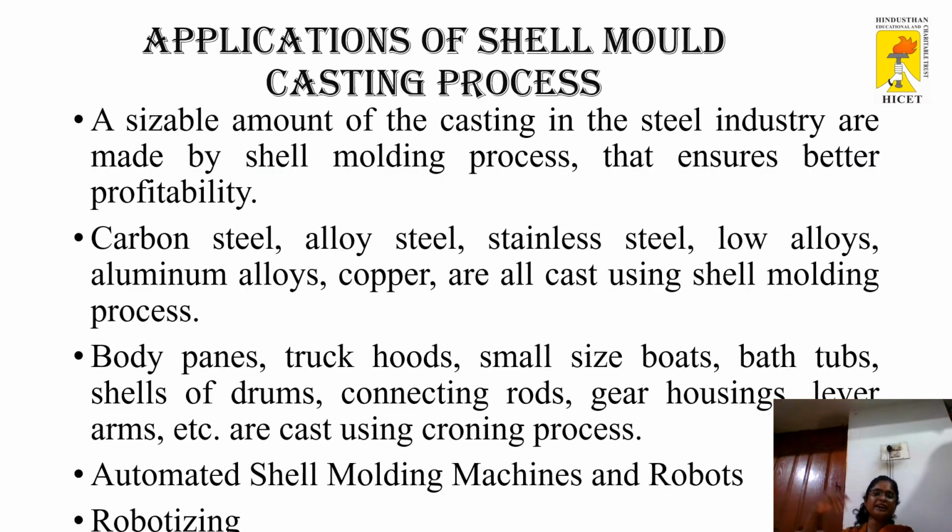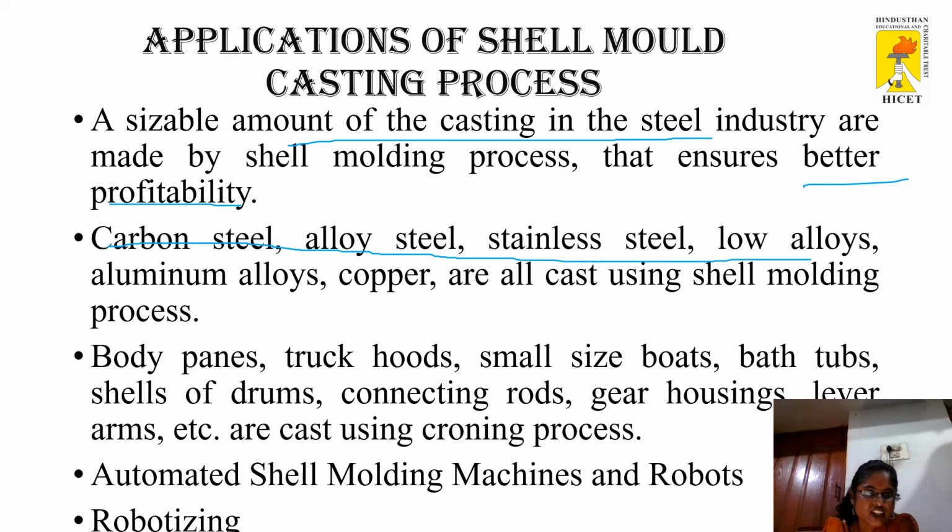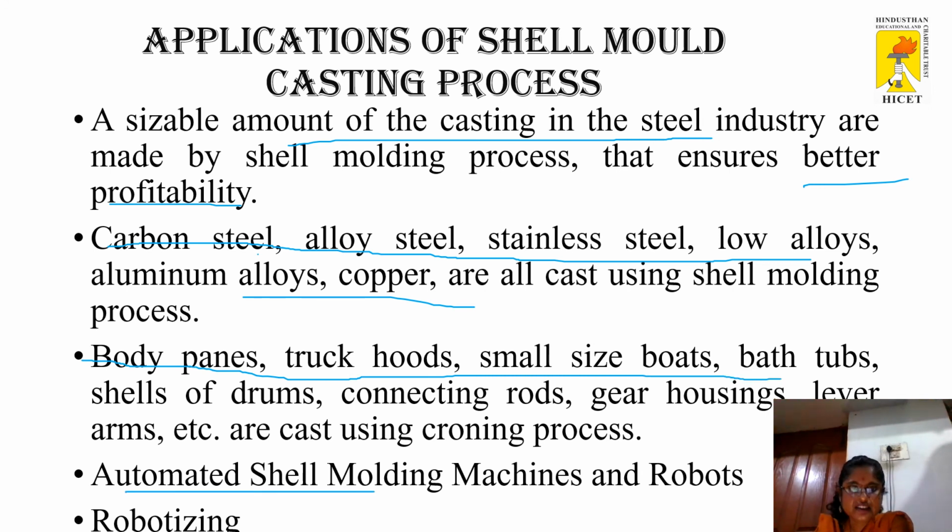So next one, applications of shell molding casting process. So where do we use this type of process? As follows. A sizable amount of castings in the steel industry are made by shell molding, which is preferred for profitability. And the materials we use are carbon steel, alloy steel, stainless steel, low alloys, aluminum alloys, copper. So these can all be cast. Also, we can make components like body panels, truck hoods, small size boats, bathtubs, etc. Automated shell molding machines and robots also can be made, and also we have robotizing.